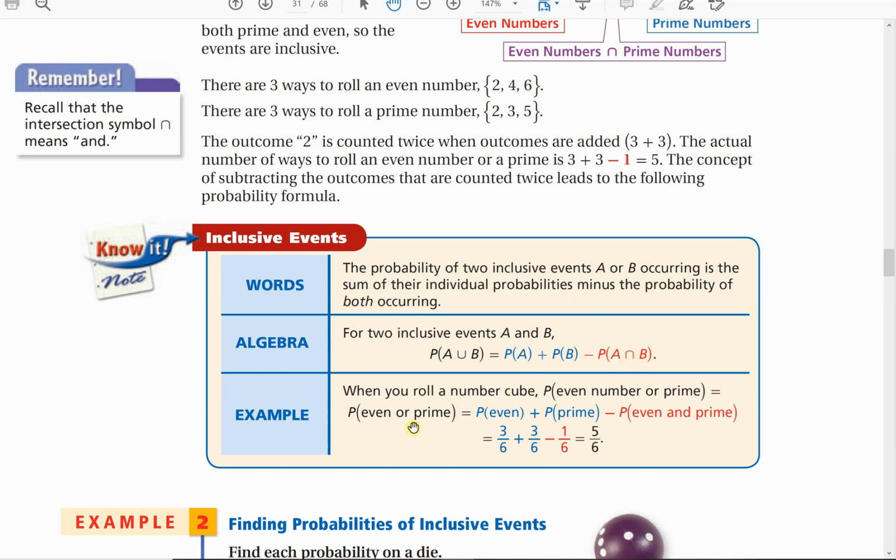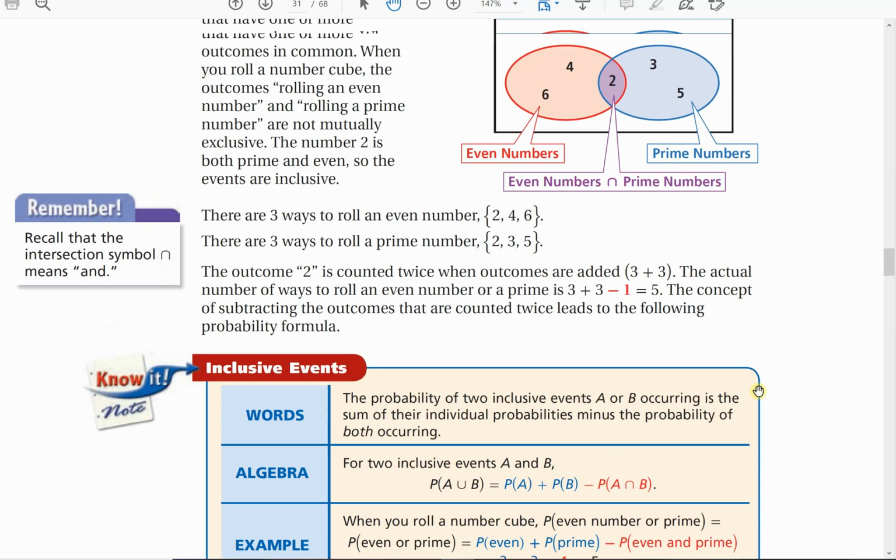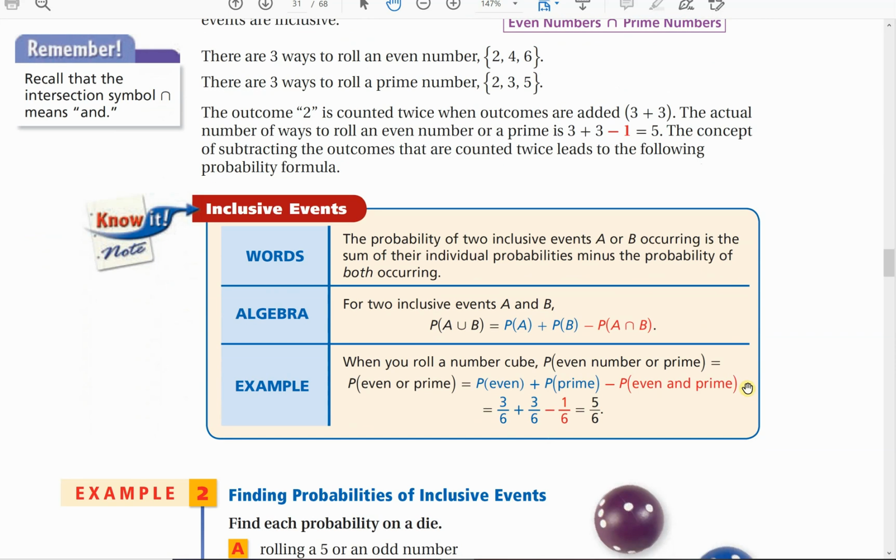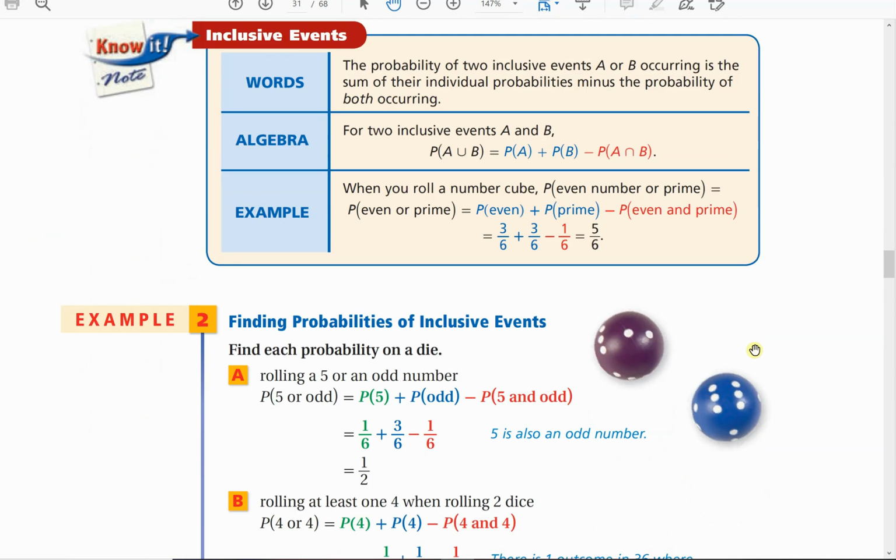So here we would have even or prime. Well, even, there's 3 out of 6. Prime, 3 out of 6. Well, we know it's not going to be 6 out of 6 because there are numbers on there like 1, for example. That's 1 is prime, isn't it? No, 1 is neither. Okay, so you got to subtract that even prime 2, and you get 5 out of 6.